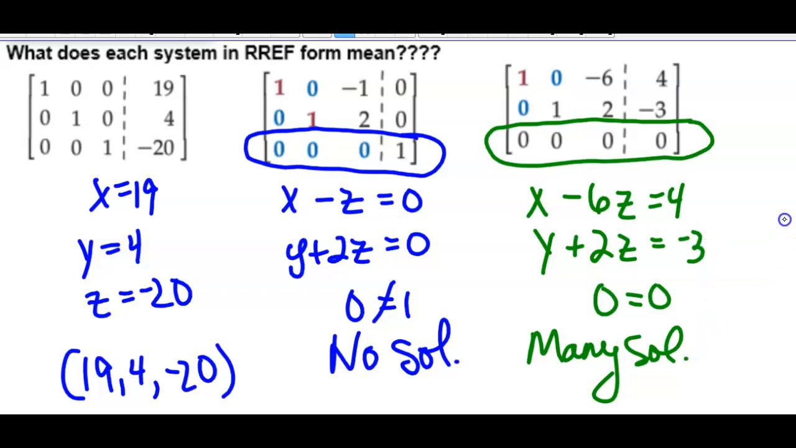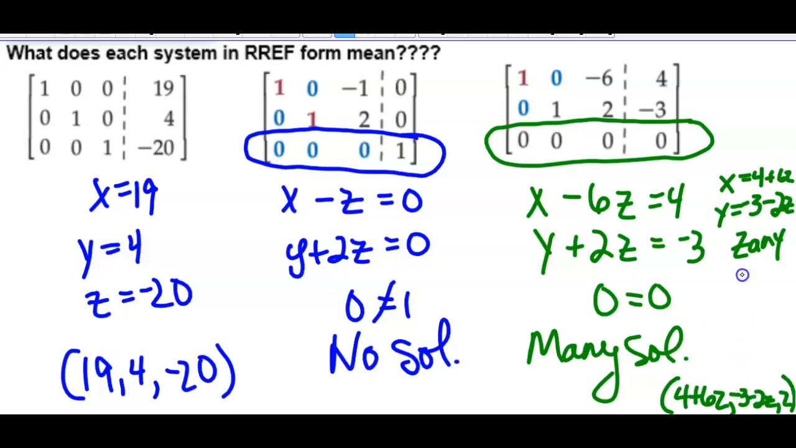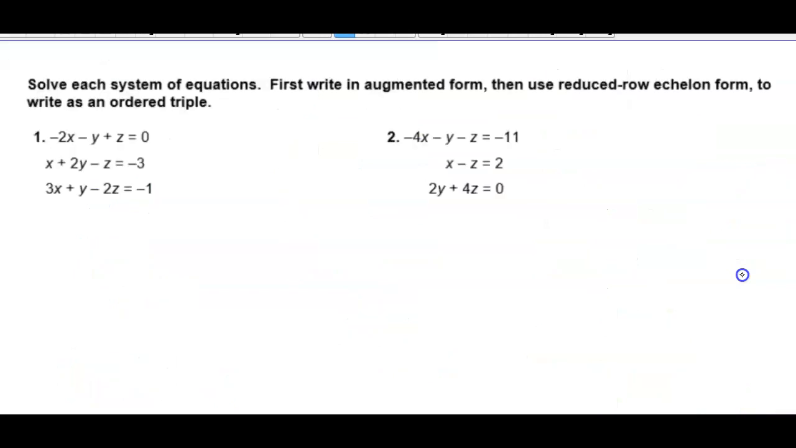Last year you would have had to say this could be x equals 4 plus 6z, and this one could say y equals negative 3 minus 2z. And so if z were any number, you would have a solution that looked like this. Okay, I'm not going to worry about those this year. Actually, I'm not sure any of that is on, I know it's not on summative. I don't think it's on Delta Math either. But I just wanted to show you those.